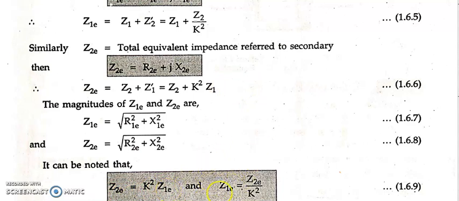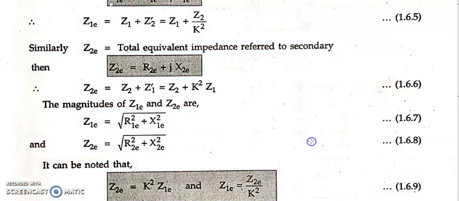Next, if you want to calculate how Z1E came, it's very simple. Again, consider the Z1E formula over here. I'm going to take 1 by K square as common. If I take 1 by K square as common, in the bracket I will get K square Z1 plus Z2, because I need to multiply it back if I take it common. But K square Z1 is nothing but Z1 dash. So Z1 dash plus Z2. And Z1 dash plus Z2 is nothing but Z2E. So the answer will be Z2E by K square.